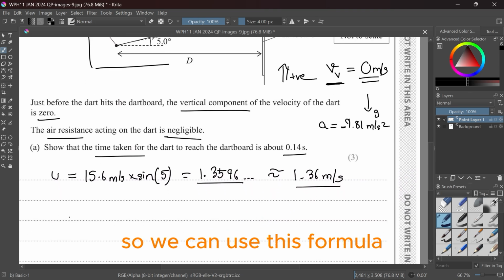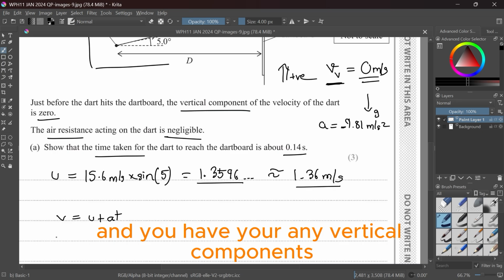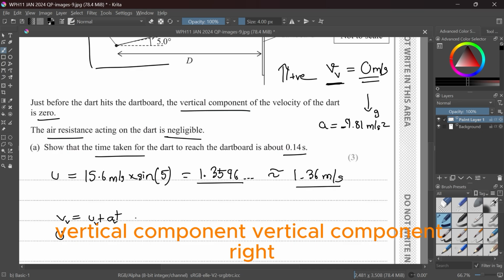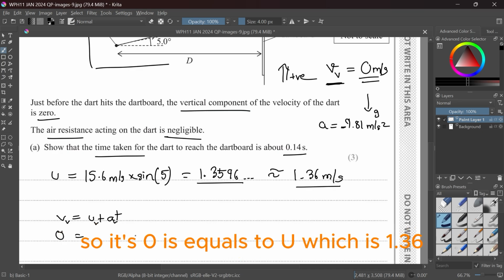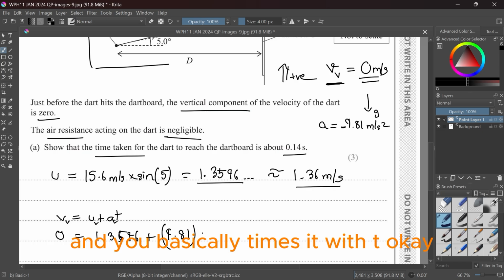Okay, so now let's go. We can use this formula, which is v equals u plus at, one of the equations of motion, and you have your vertical components. Remember the vertical component. So it's 0 equals u, which is 1.3596 and so on, plus 9.81, and you basically multiply it with t.